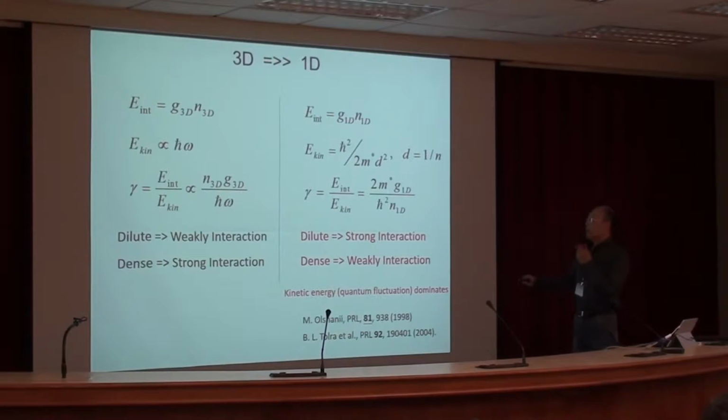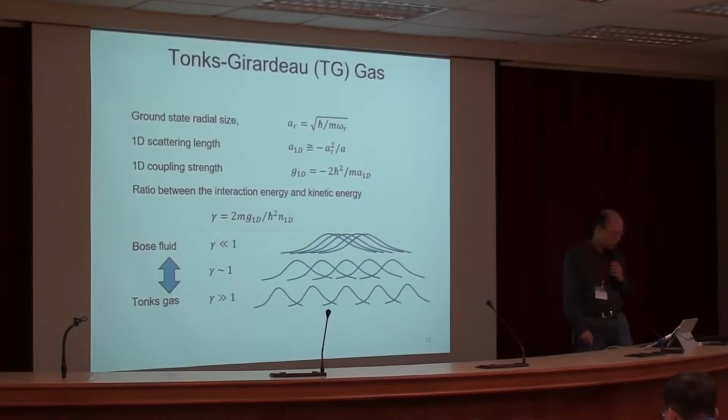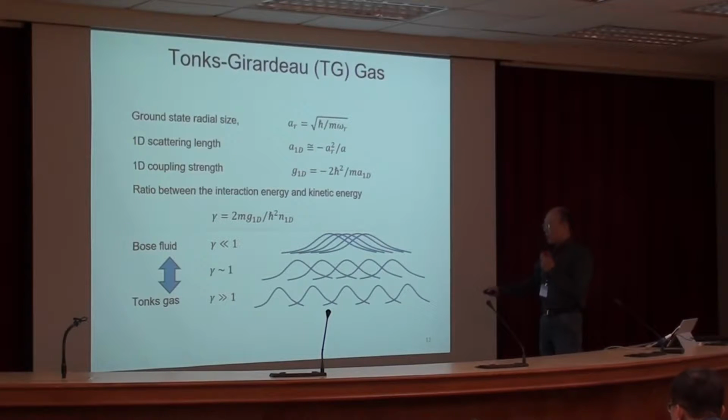So the gamma parameter is again the same, but interestingly now gamma is inversely proportional to your density. In other words, the more dilute you are, the stronger the interaction, while in the dense regime you have a weak interaction. Another way to say it is that the kinetic energy, or the quantum fluctuation, actually dominates in the system. When gamma is small, the particle wave functions basically overlap. As you increase gamma, the wave functions start to separate, until at a point they don't overlap, and that is when you reach the strong coupling regime.